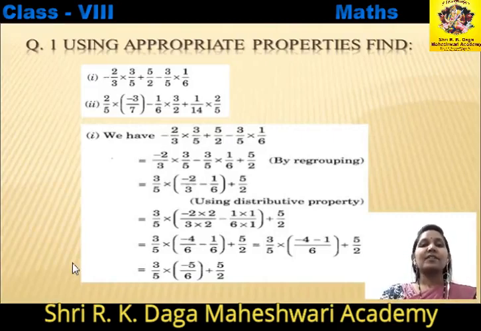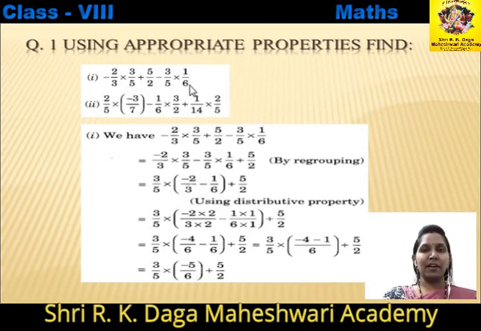In exercise, your first question is using appropriate properties, find the value of these two. First is minus 2 by 3 into 3 by 5 plus 5 by 2 minus 3 by 5 into 1 by 6. You can see these are rational numbers and we have to apply the properties of rational numbers and solve this sum. Now we have this sum. First we will rearrange these terms.